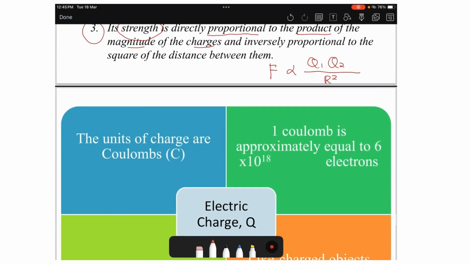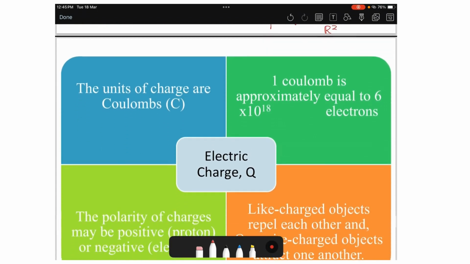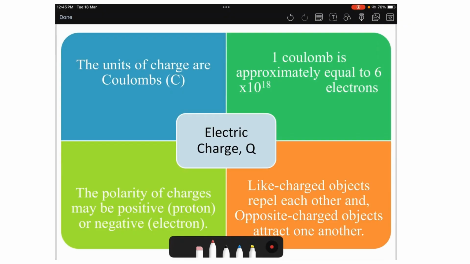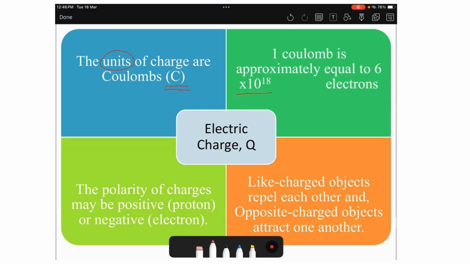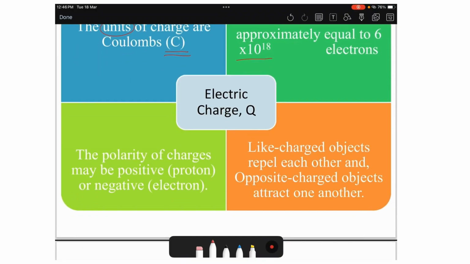Before we go deeply into these equations, I want you to look at some facts about charges. For electric charge, the unit is C. C stands for coulomb, and 1 coulomb is approximately equal to 6 times 10 to the power 18 electrons. Imagine how many electrons are in 1 coulomb. And the polarity of the charges may be positive and may be negative.